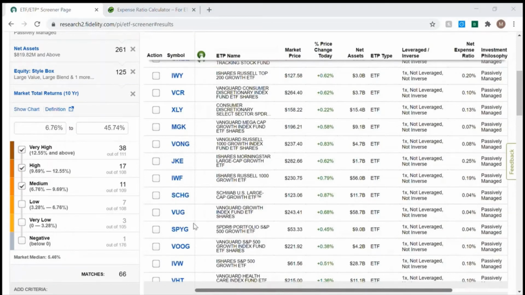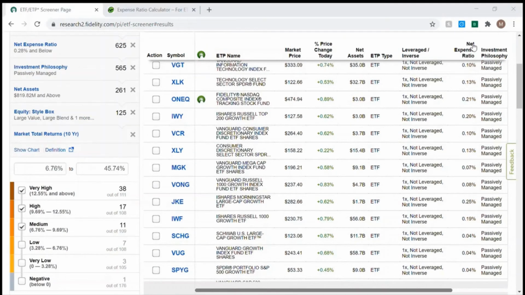Anyway, now that we have our filters in place, we now have a list of ETFs that meet all of our criteria that we can begin to dive into deeper. So with these filters in place, I believe this is a good place to start. And I want to reiterate, this is a good place to start because there are so many other filters you can place to narrow down your search even further.